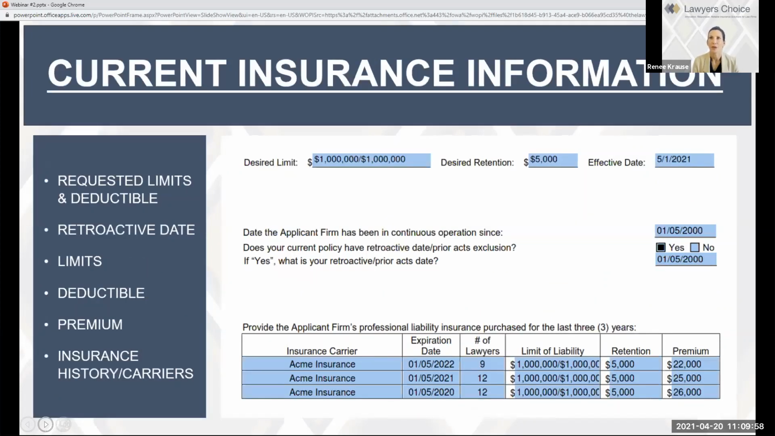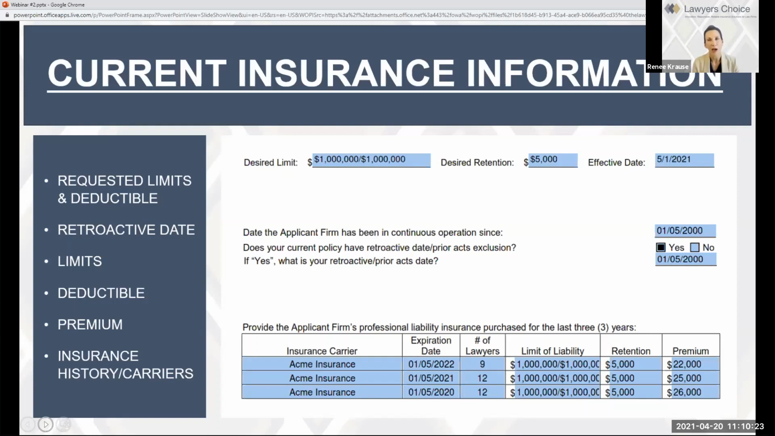Current insurance information. So this section is where you're going to provide your current limits of liability, your deductible, retroactive date, premium, and insurance history. Now, this is important for the carrier to know, what are you at now? You can always ask for different limits than what you have now, but they want to make sure, if they're quoting your coverage, that they know if you have had insurance in the past or not.